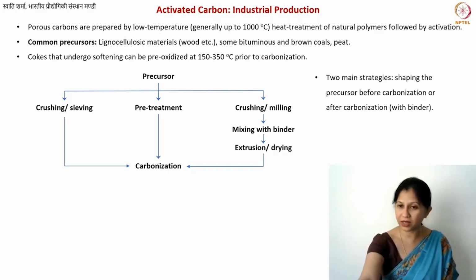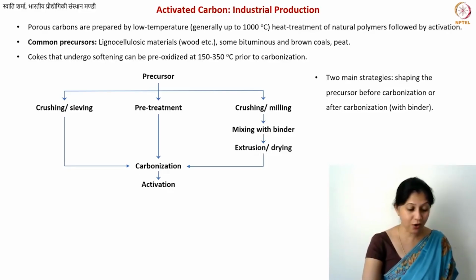So after all of these steps, you will now perform your carbonization, and you know that this carbonization is not performed at as high temperatures as you would use for graphite. So relatively lower, let's say around 1100 degrees centigrade. After this, you now have a porous carbon material in whatever shape you wanted it. Now you perform the activation.